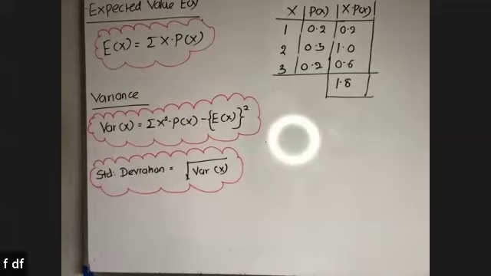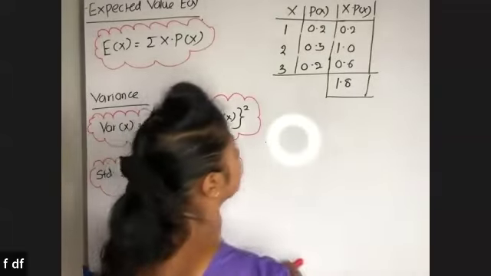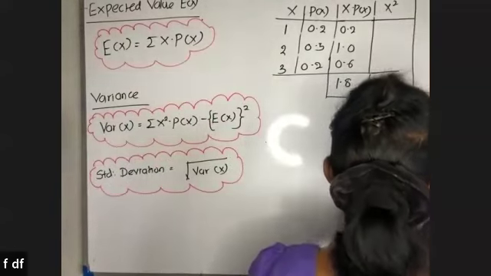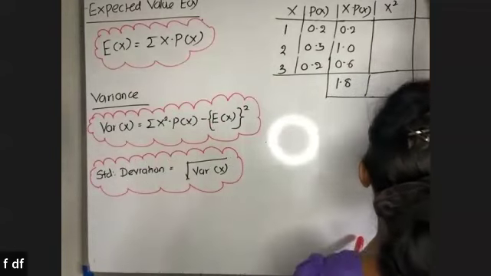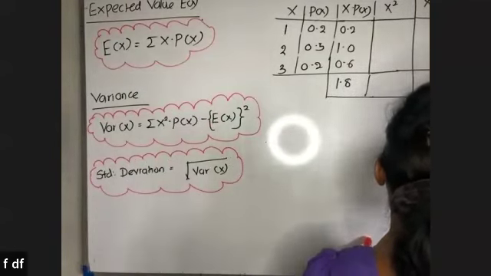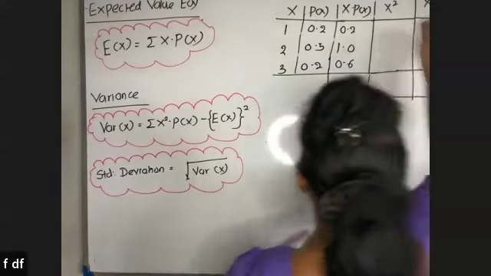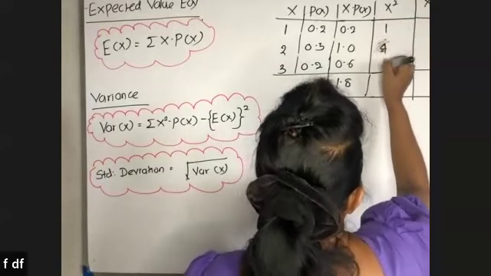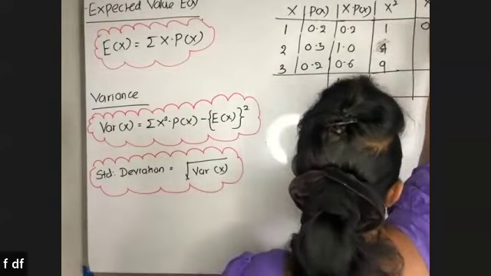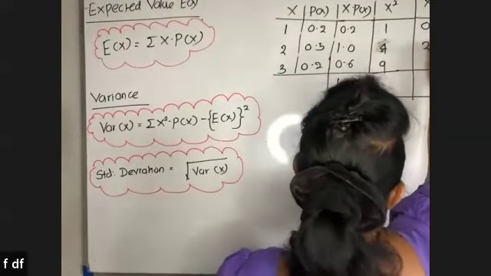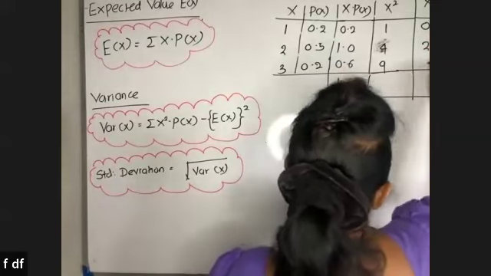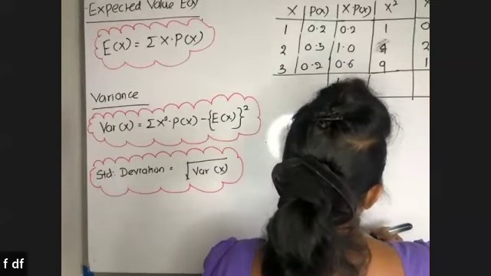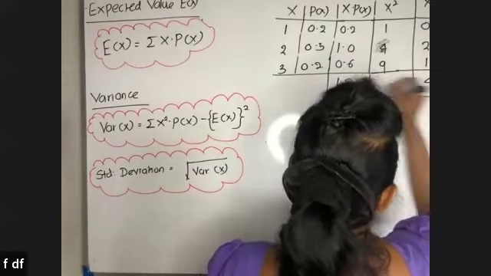If we need to calculate a variance, which columns should be added? A column with the square of x, and x square into p(x). So you square your random variable: 1, 4 and 9. Multiplying by the probabilities, 1 with 0.2 gives 0.2, 4 with 0.5 gives 2.0, and 9 with 0.2 gives 1.8. The total is 4.0.